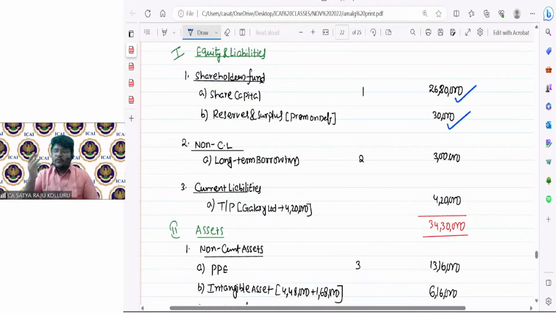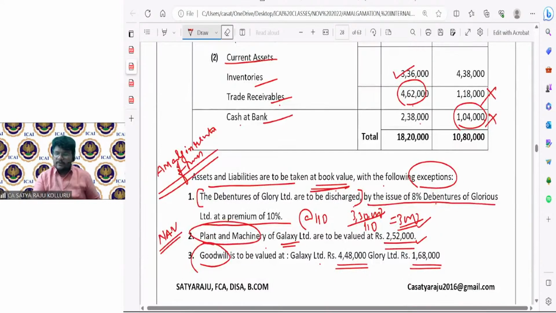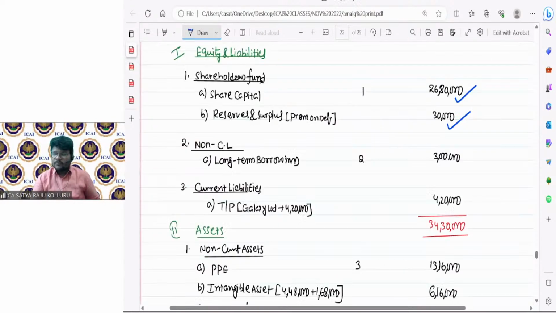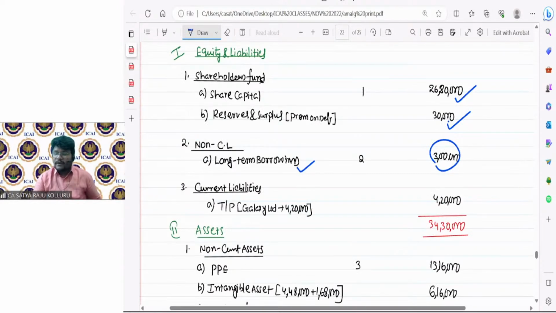Debentures, we are issuing at the rate of face value. So 3000 debentures we are going to issue. 3000 multiplied with 100 will be the face value. 3000 multiplied with 10 will be the securities premium. The 30,000 will be the securities premium. Long-term borrowings, that is only debentures for 3 lakhs. Trade payable, we are only considering for Galaxy.